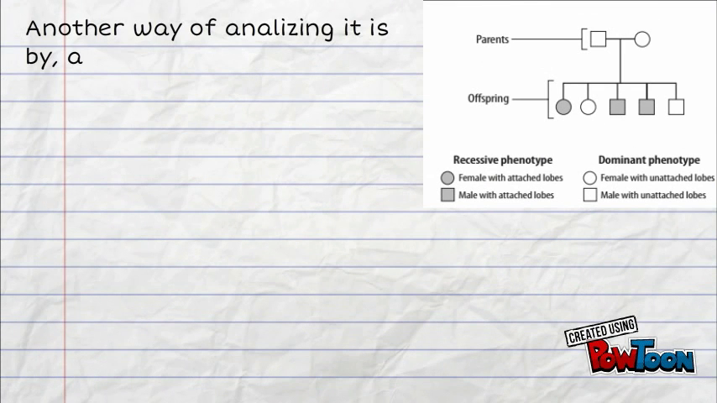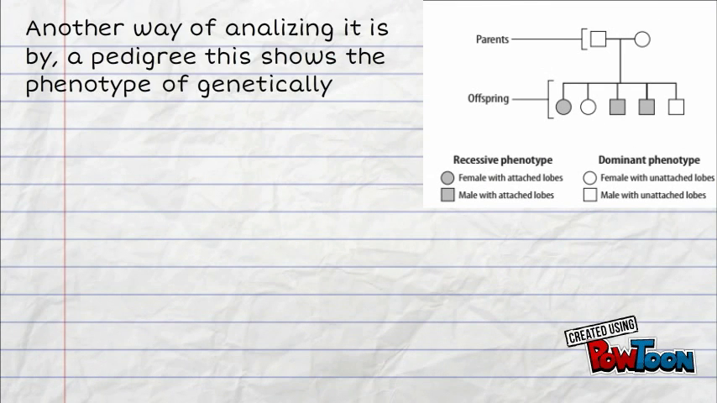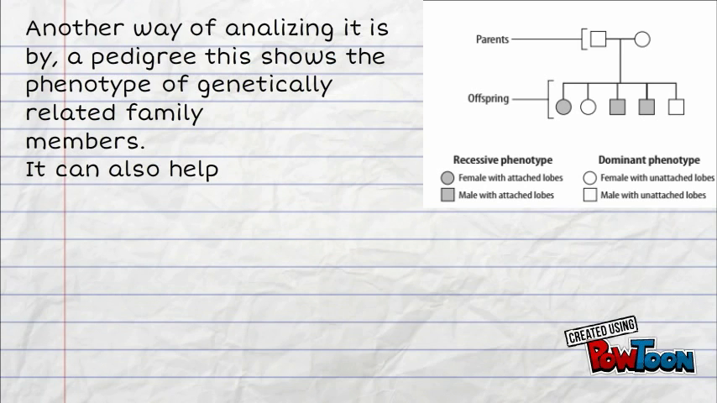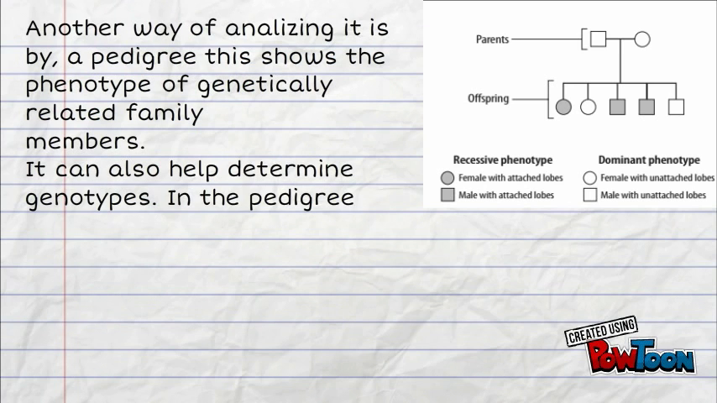Another way of analyzing it is by a pedigree. A pedigree shows the phenotype of genetically related family members. It can also help determine the genotypes. In this pedigree, we can see the parents and then the results their offspring have.